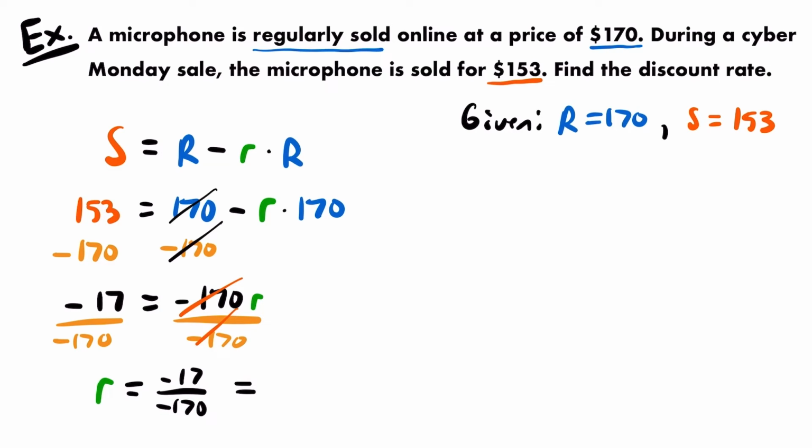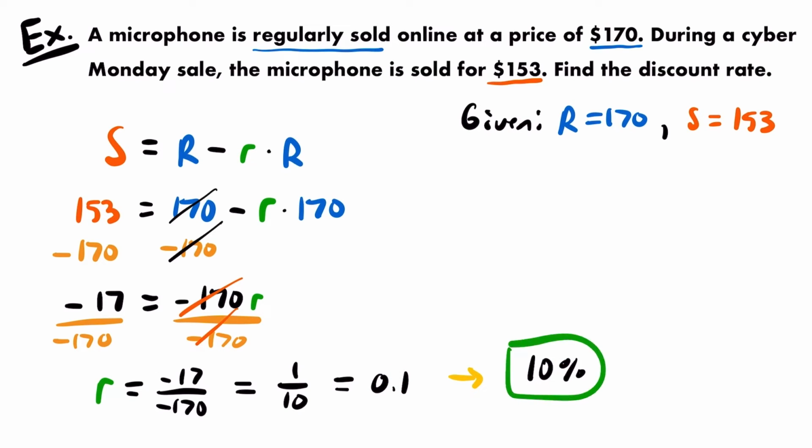So this simplifies to 1/10, but remember that we're solving for r, the discount rate, and we usually like to express the discount rate as a percent. All right, so while 1/10 is technically correct, we want to rewrite that as a percent, and so 1/10 as a decimal is 0.1, which corresponds to 10%, right? Just move the decimal place 2 places to the right, and you get the equivalent percentage for that decimal.